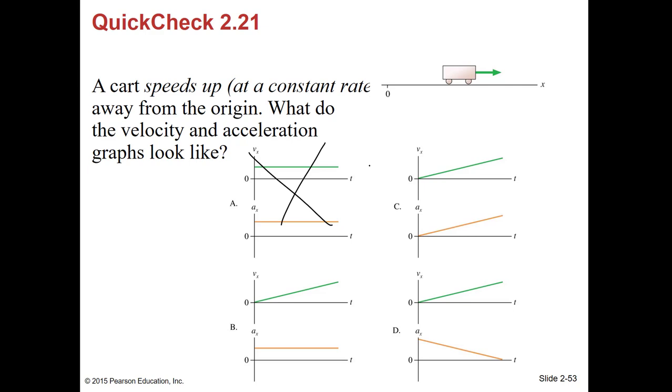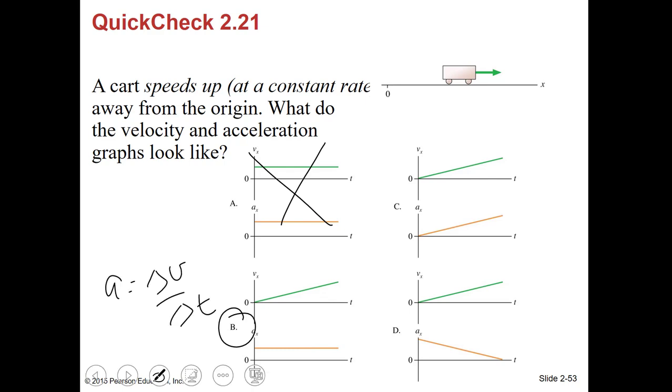Now, the only one where the acceleration makes sense, though, here is choice B. So this is a nice uniform increase in velocity. That means the acceleration is constant. And that's what we have here. Remember, acceleration is the slope here. And it's a line, so this is constant.